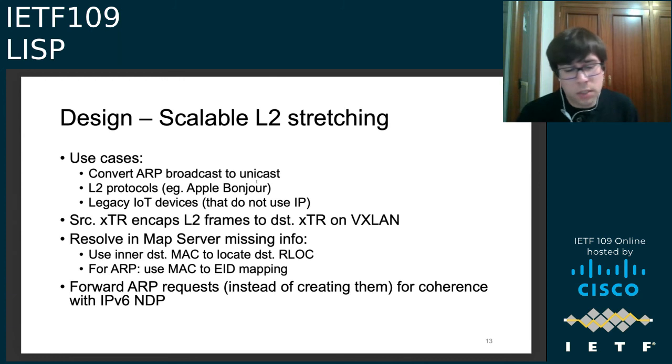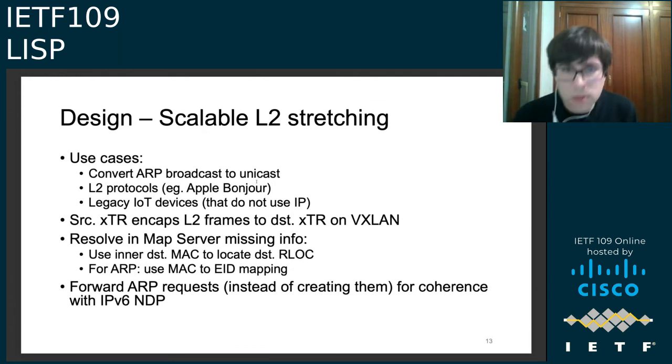And just as a small note, we forward all ARP requests instead of creating them. The XTR could respond to some ARP requests, but we forward them for coherence with IP version 6 NDP.